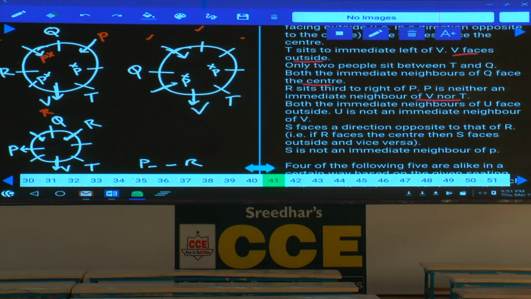Then coming to the second case. Now, in this case, tell me what are the different possibilities we can have for this P. Now, we can have P. Now, tell me whether P can be here or not. P cannot be here. Why?